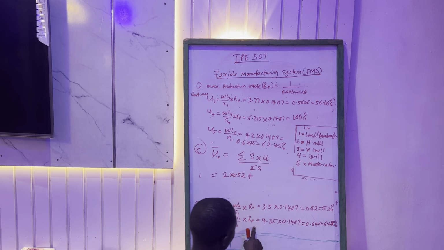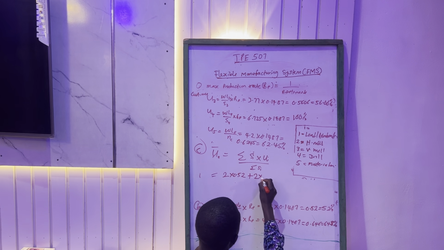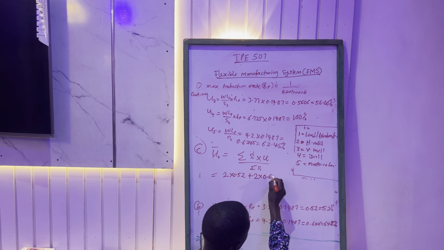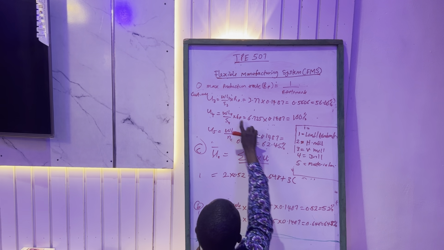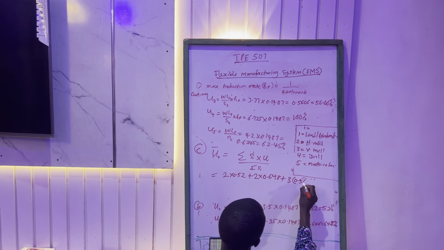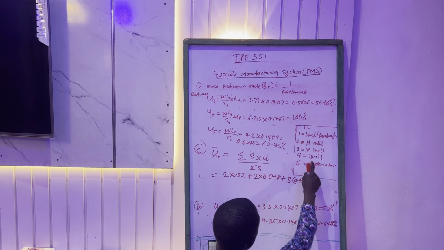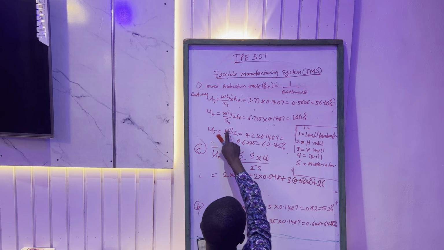The number of servers for the horizontal mean was given to be 2, times U2, which is 0.648, plus that of the vertical mean. Vertical mean is the number of servers being 3, times its utilization, which is 0.5606, plus that of U4, which is the drill. The number of servers is 2 as given in the question.